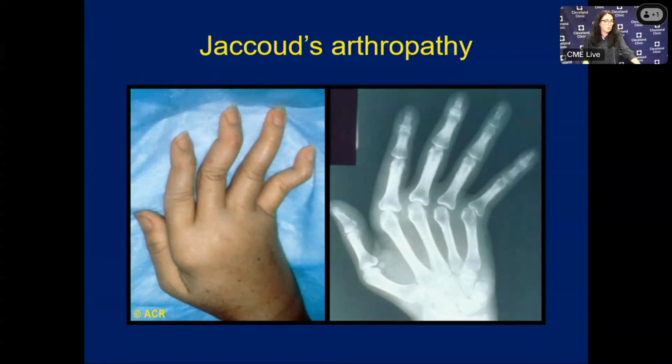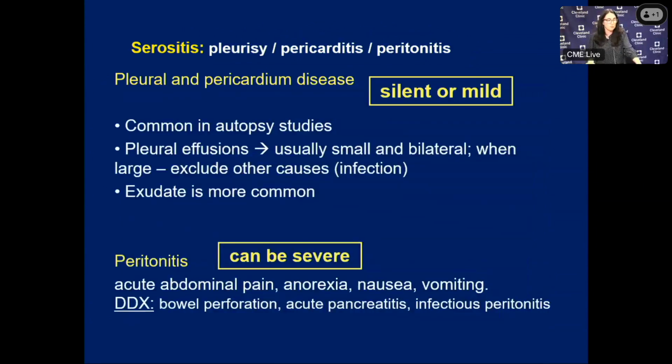This is what Jaccoud's arthropathy looks like. It's not a consequence of erosive or destructive joint disease, but more of tendon and ligament subluxation. So when you look at the X-ray, you will not see the typical findings that are associated with rheumatoid arthritis.